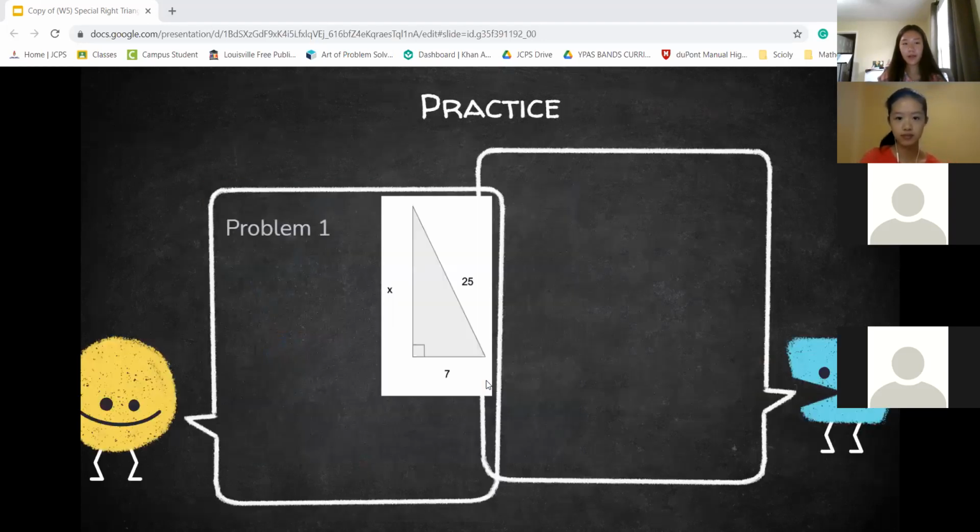So just a little bit of practice. Problem 1 is solving for x. X is the length. Yeah, some of you guys can probably think of this one pretty quickly because it's a triple.